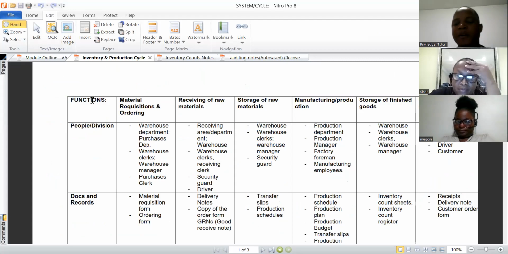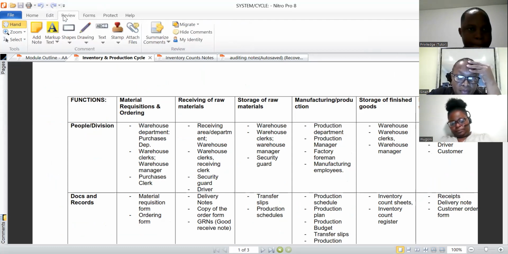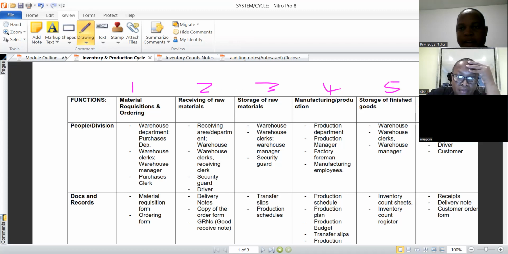and production cycle. So when you're looking at inventory and production cycle, you'll observe that like any other cycle, it would comprise of functions or stages. So I'm going to identify this as stage number 1, then stage number 2, 3, 4, 5, and then that will be stage number 6.